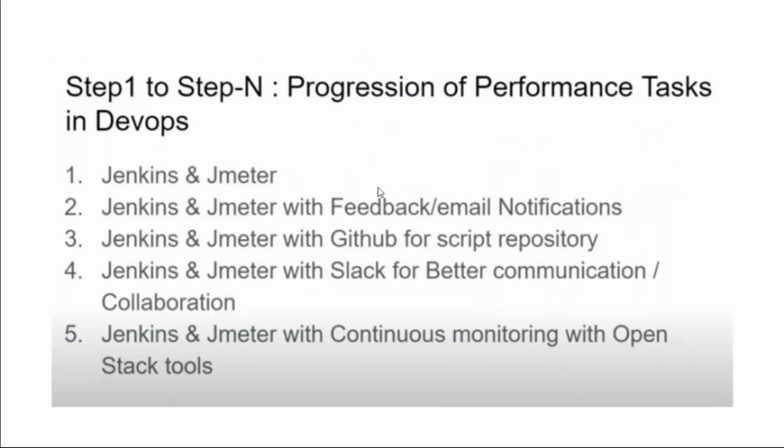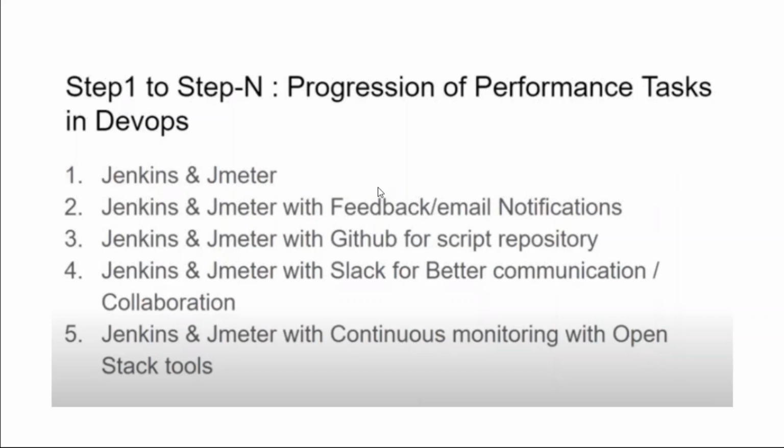So I'm just going to explain to you the sequence of the course. We'll look into Jenkins and JMeter, with feedback and email notification. How are you going to make Jenkins and JMeter talk to each other, to run tests? Once the test is completed, how are we going to send feedback through email notifications? How are we going to pull the latest scripts from GitHub before we start the test? And how are you going to send the communication to the Slack channels?